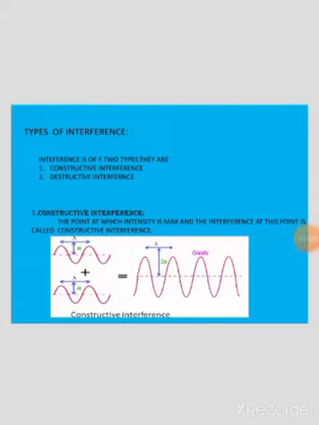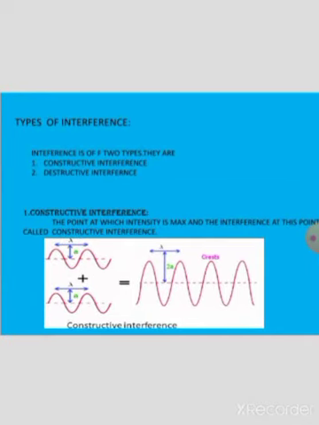Interference is of two types. They are constructive interference and destructive interference. First, let us see constructive interference. We know that intensity at different points will be different. The point at which intensity is maximum is called constructive interference.